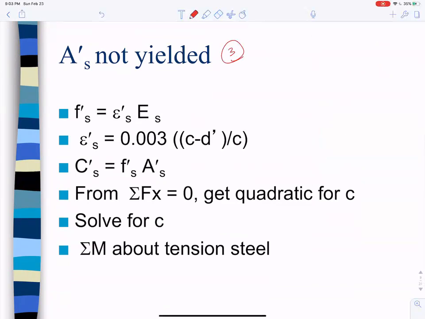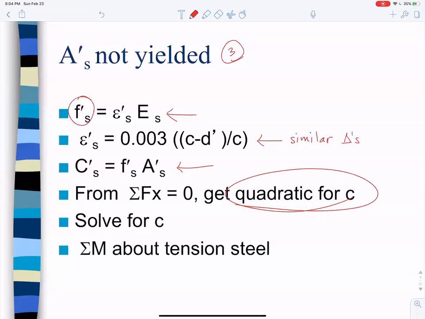And when it's not yielded, the big difference is that the stress is not Fy, it's just E times the strain. And then you're going to get the strain from similar triangles. I'll go over this, okay? And once you know that, you can get the compression force. And then when you solve for A, you actually solve for C, you get a quadratic equation. And it makes it a little more difficult. Put that into the quadratic formula or solve it numerically on your calculator, but it's all for C. And then you do the same thing, you solve for M about the tension steel.